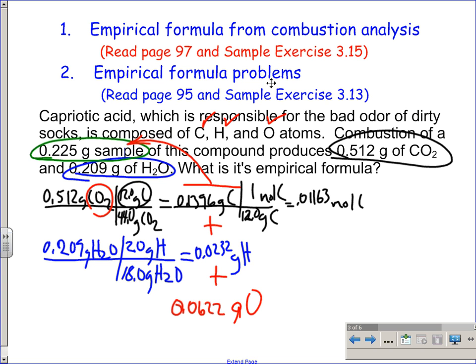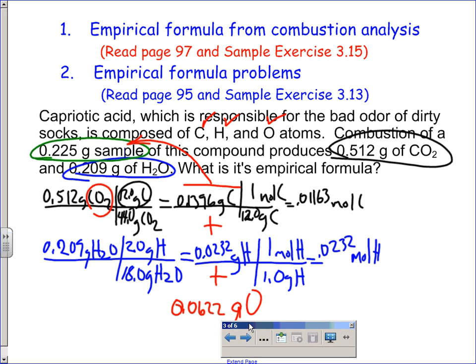Now we do the same thing with the hydrogen. I want to find out how many moles of H I have so I can get the empirical formula. I don't want grams of H, I want moles of H, and for every 1 mole, I have 1.0 gram of H. And when I multiply and divide this all out, big surprise, exact same thing, 0.0232 moles of hydrogen.